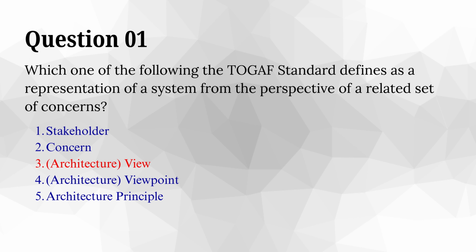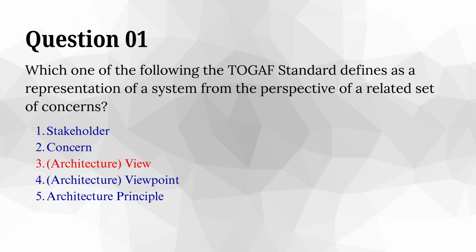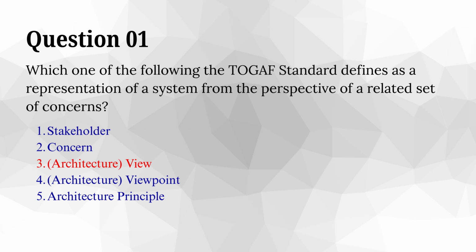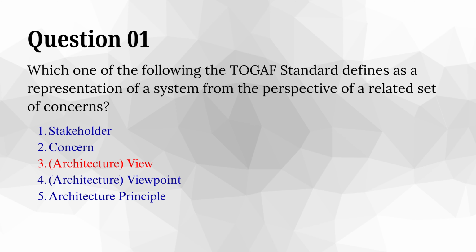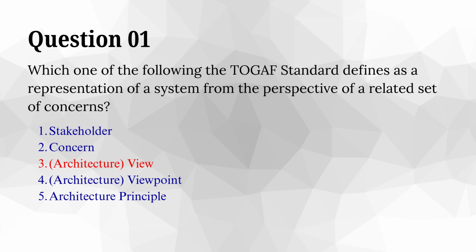Now, let us understand this question carefully. In TOGAF, an architecture view is defined as the actual representation of a system from the perspective of a related set of concerns. A very important point to remember is that a view shows what stakeholders need to see in order to address their concerns. It presents architecture information in a meaningful way for a particular audience.